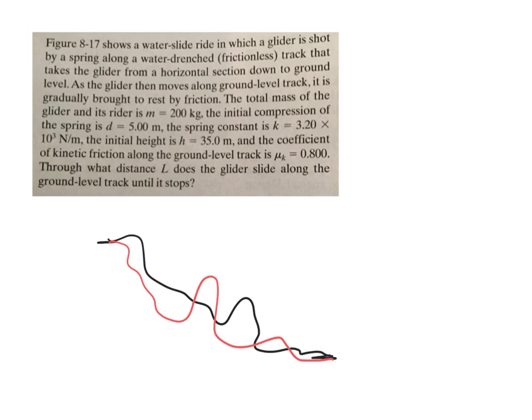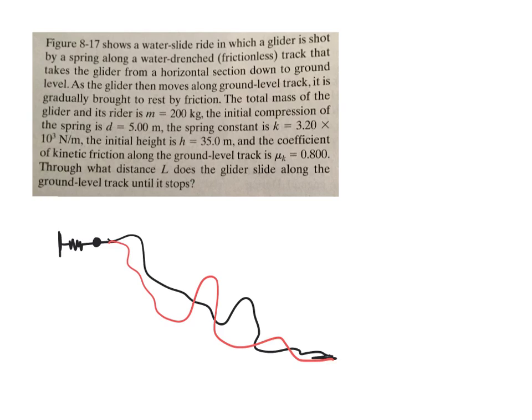Water slide, it's shot by a spring. So at the very beginning, there's a spring actually. This is really what the problem looks like. There's a spring that's compressed like a pinball machine, right? You pull back on the plunger and let go, and the plunger launches the pinball. So that's the very beginning of the problem.